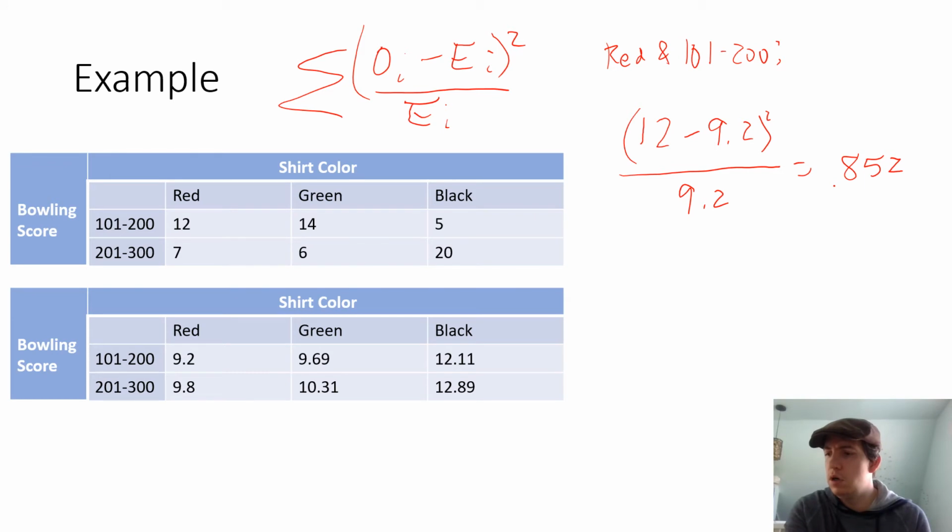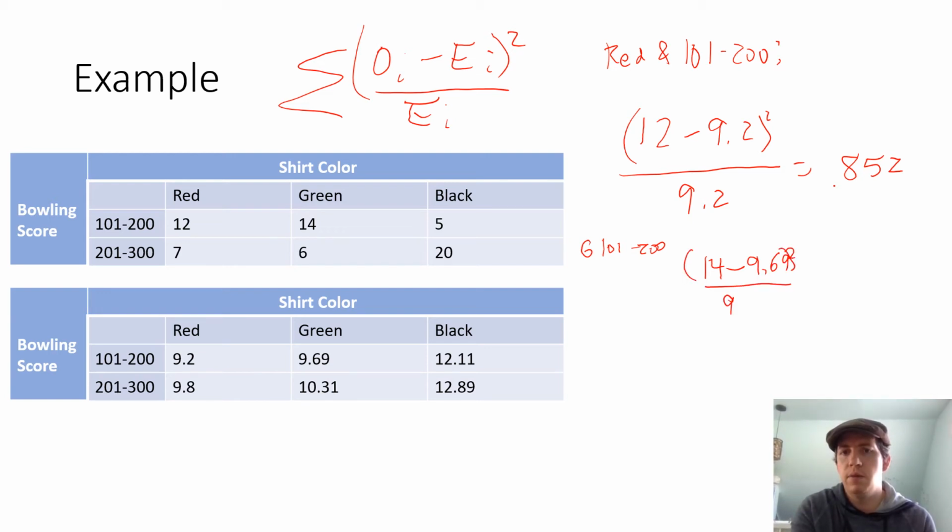Let's do it for the green with the 101 to 200. Again, I'm going to take the observed, which is 14, subtract the expected, 9.69, square that, and then divide by that 9.69. And here I end up getting 1.917. And I keep on doing that. Then I'm going to have the black 101 to 200, which I do the same exact thing. Let me just tell you what we end up getting, because we're going to add up all these together to give our chi-squared. When I do the black 101 to 200, I would get 4.174.